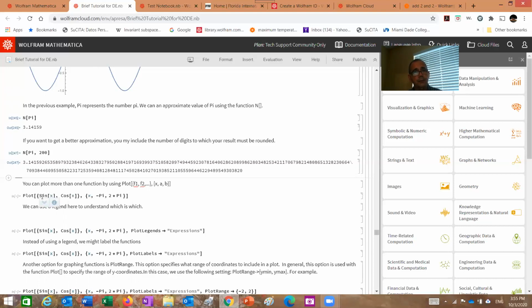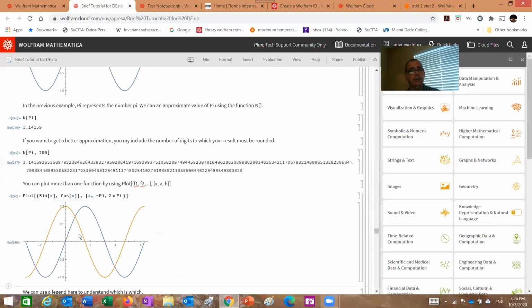But then you put the two functions, sine of x and cosine of x, between braces, because it's a list of functions. And then x goes from negative pi to 2 pi, and then you press Shift Enter. You put the cursor at some point on top of that input, and then you press Enter, and you get the two graphs.